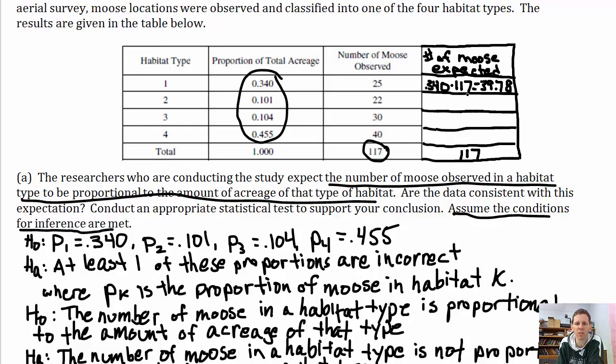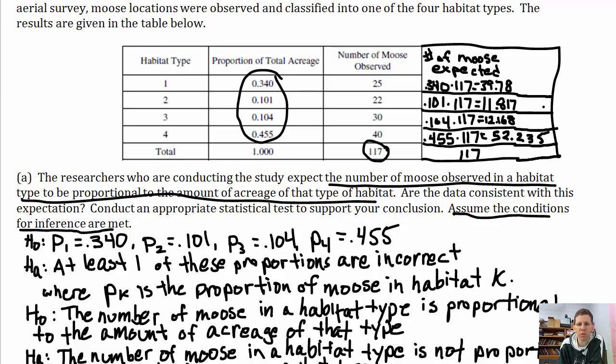What I'd like you to do is pause the video, multiply each of these proportions by 117, and write down those values in this expected column. So our expected number of moose should be 39.78 for habitat 1, 11.817 for habitat 2, 12.168 for habitat 3, and 52.235 for habitat 4. If you were to add all four of these values together, you should get 117, or approximately 117.